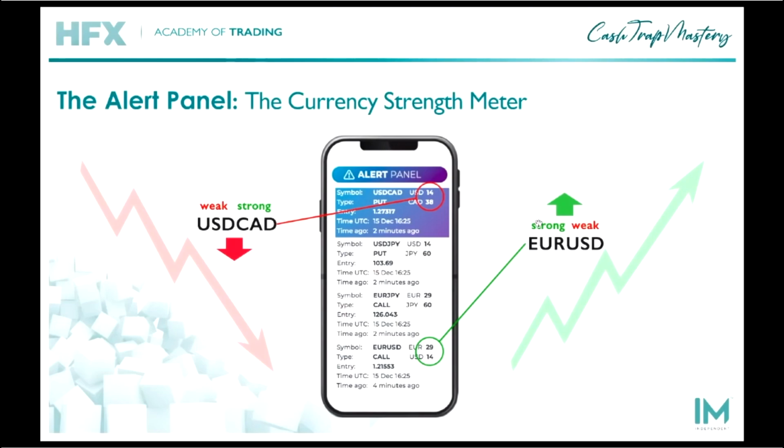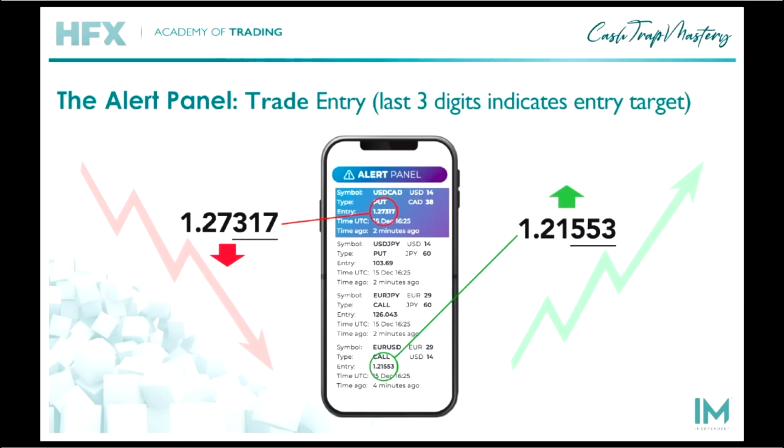So always just look at the first currency in the pair and identify if it's either the smaller or bigger of the two numbers, and that indicates trend direction. And finally, to identify where to place your trade, the alert panel will give you a specific entry price. Now, each trade opportunity will not always give you that available price, but the goal is to get as close to it as possible.